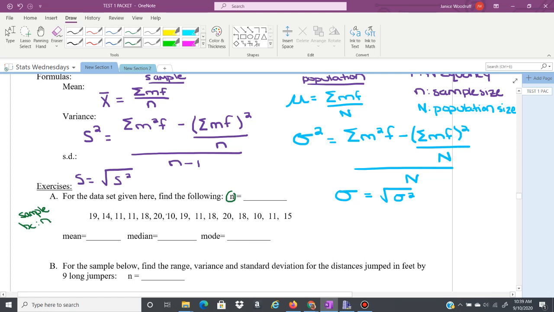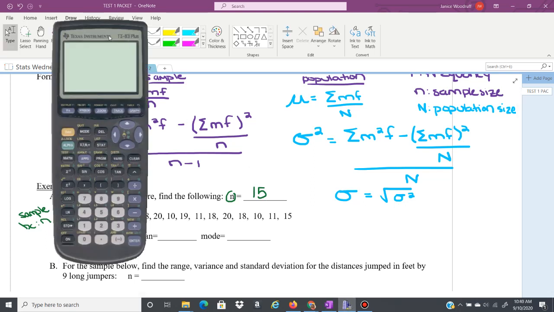So how many values do we have here? You can go ahead and type it in the chat box. 15, very good. So we have 15 values. That's going to be your sample size. Then we want to find the mean, the median, and the mode. So probably quickest to just do them by hand here, and then to make a list, because it's only 15 values.